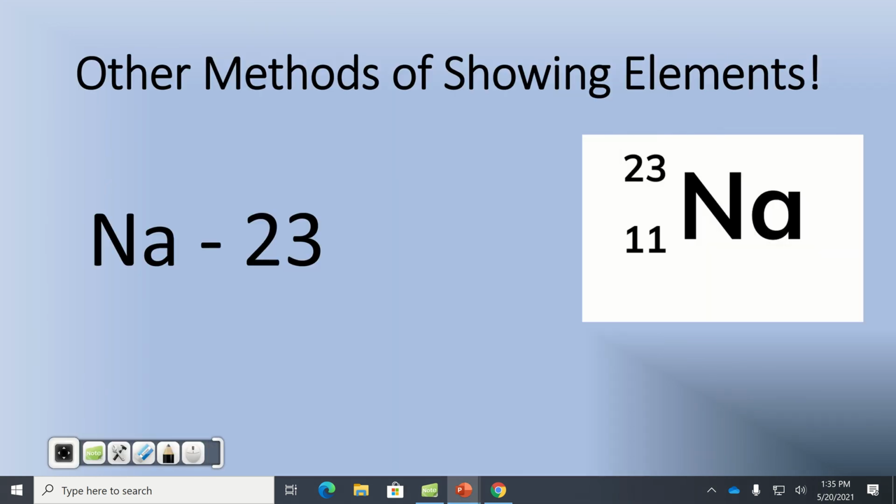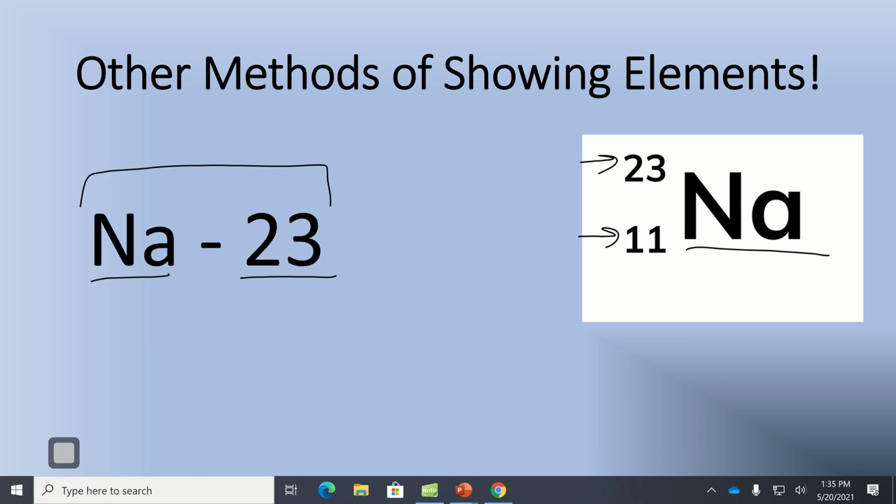Okay? Now, there are a couple other ways to look at elements that we are using all year long. You will see it where sometimes you just see the chemical symbol and a number after it. Or you might see a chemical symbol and two numbers. Okay? If you see this first method on the left here, the number after the element is the mass number. They're giving you the mass number for that element.